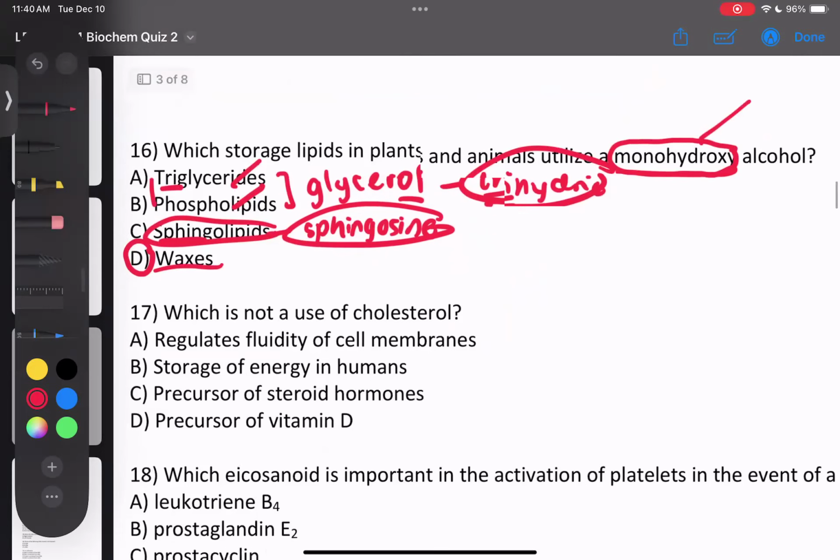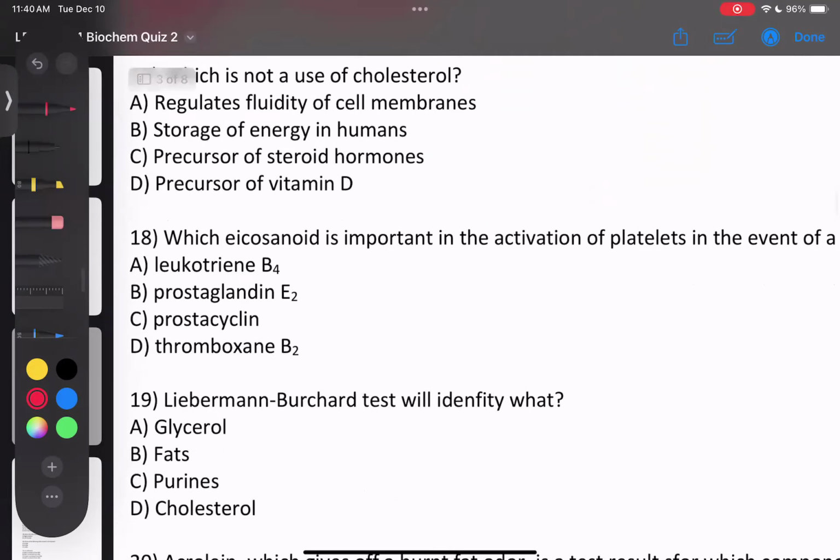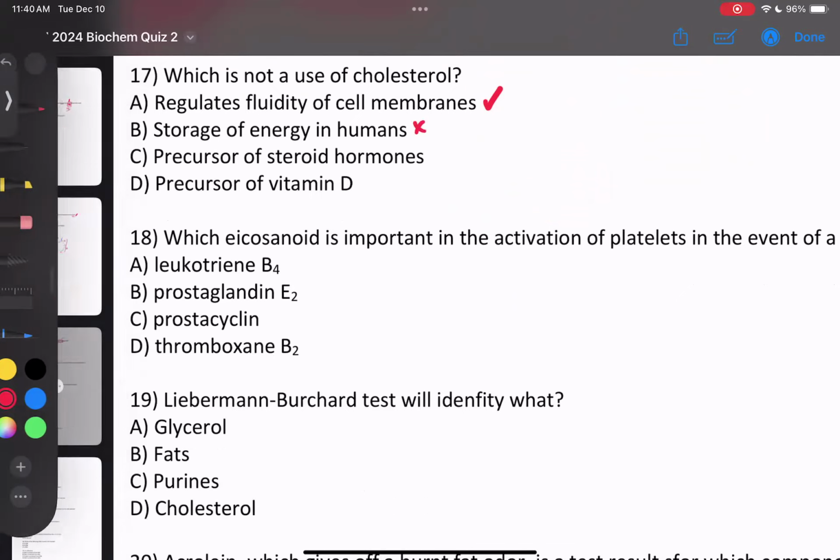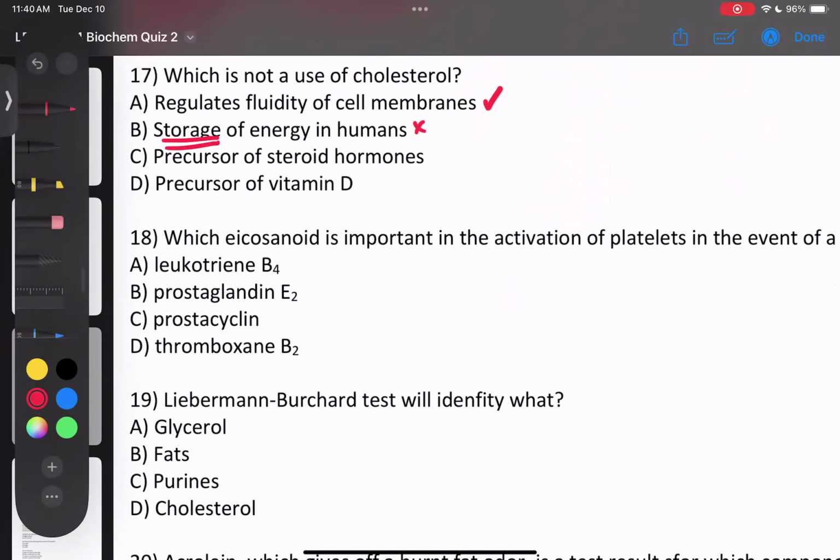Okay? Which is not a use of cholesterol. Of course, this is in fact the most universal purpose of cholesterol, to determine how hard or soft the cell membrane will be. Then storage of energy. This is not a use of cholesterol. The only thing that we use as storage is tags, diba, or triglycerides. So this got to be the answer.